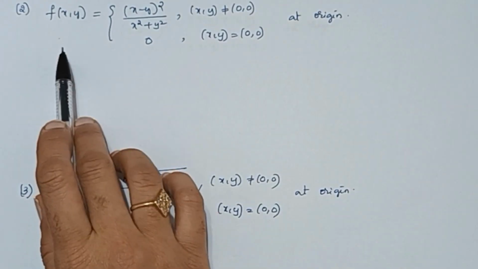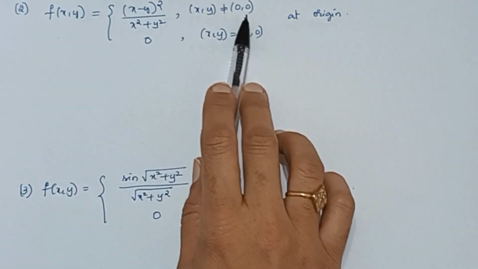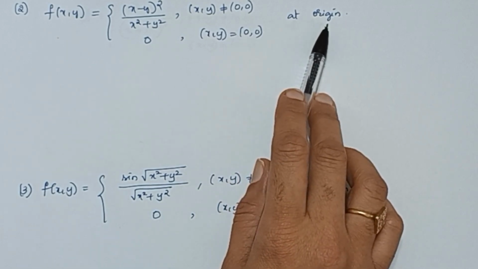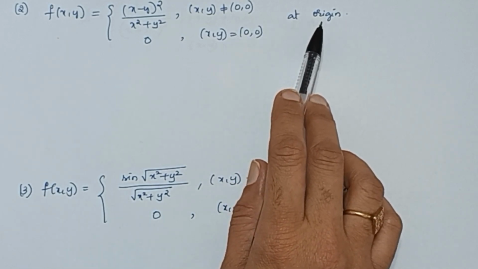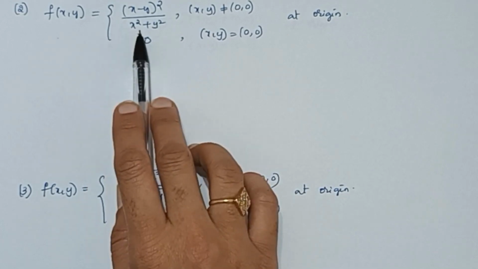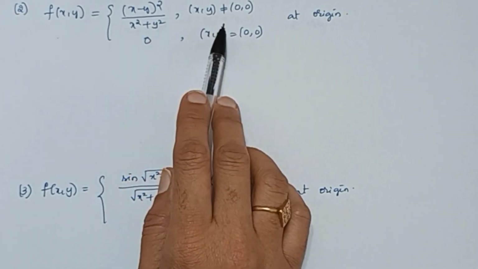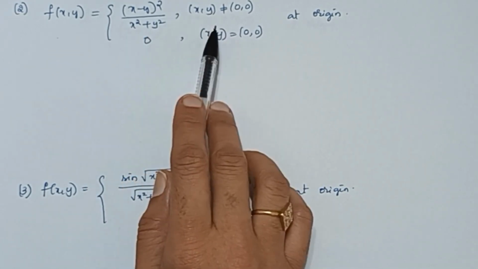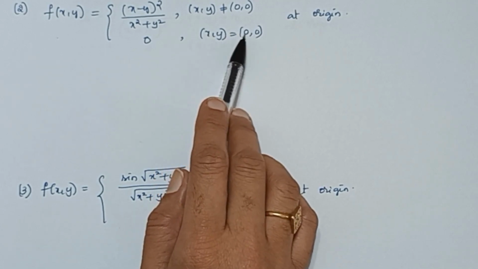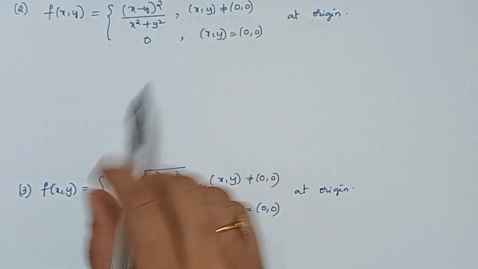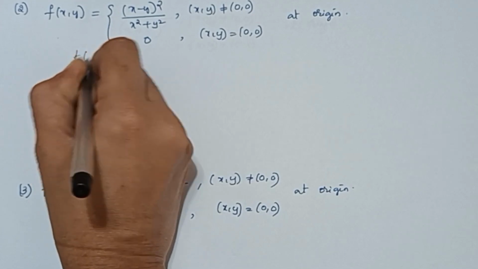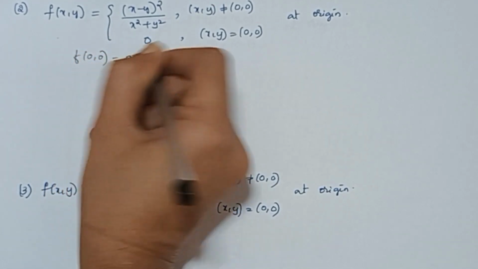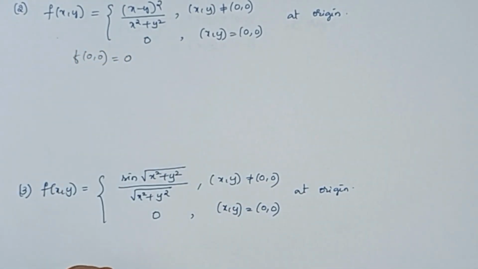Now second problem, discuss the continuity of this function at origin. So we have to first find out the limit of this function as (x, y) tends to the origin, and then is the limiting value at the origin equal to the function value at the origin. So it is given here f(0, 0) is equal to 0. The value of the function at the origin is 0.